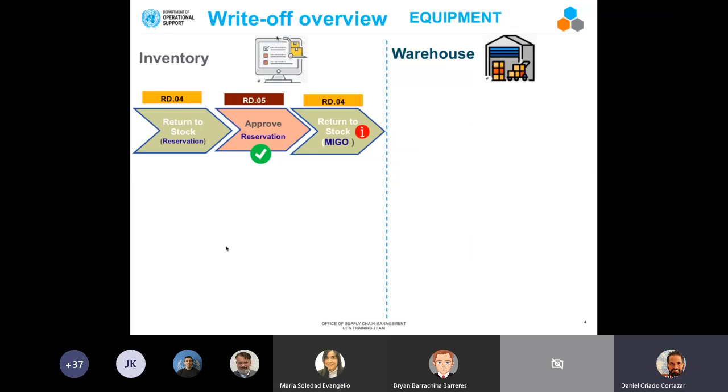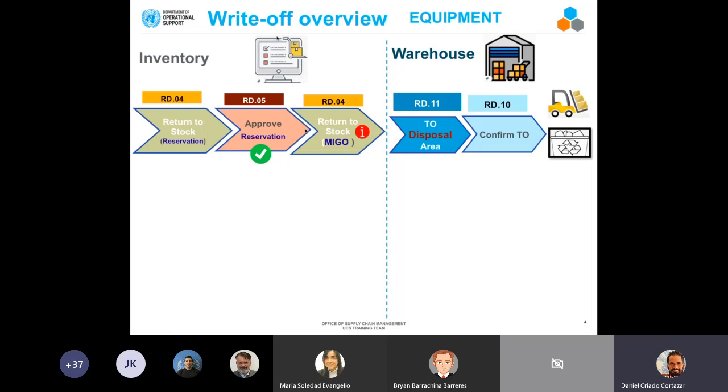So what happens in the warehouse? Every time that we go through MIGO, remember, there are some actions that have to be taken in the warehouse. First, let's say that MIGO will trigger a transfer requirement with a transfer order. In this case, it's a transfer order to a disposal area. Okay, so this tablet will be placed in a disposal area, and that TO will have to be confirmed.